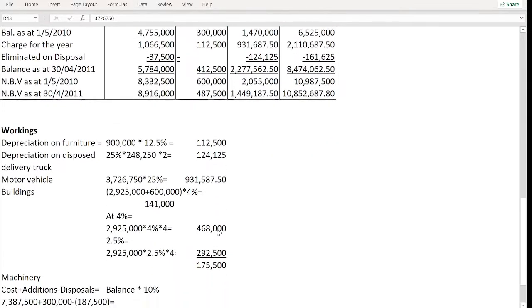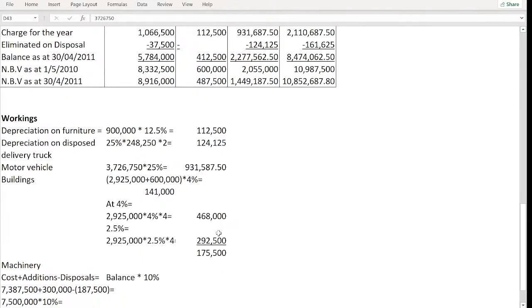Then for the buildings, we are going to calculate for two scenarios. First, we are going to calculate at 4%, the one that we have been given, because we are told it has been decided to adjust and charge depreciation on buildings at 4% for 5 years. Since we are not calculating the year of disposal, we calculate 4 years within the 5 years. The total for building was 2,925,000, so times 4% times 4 years, we get 468.